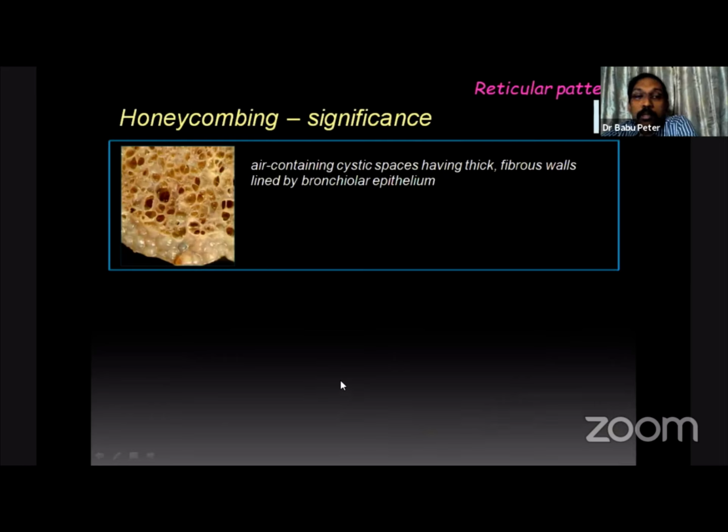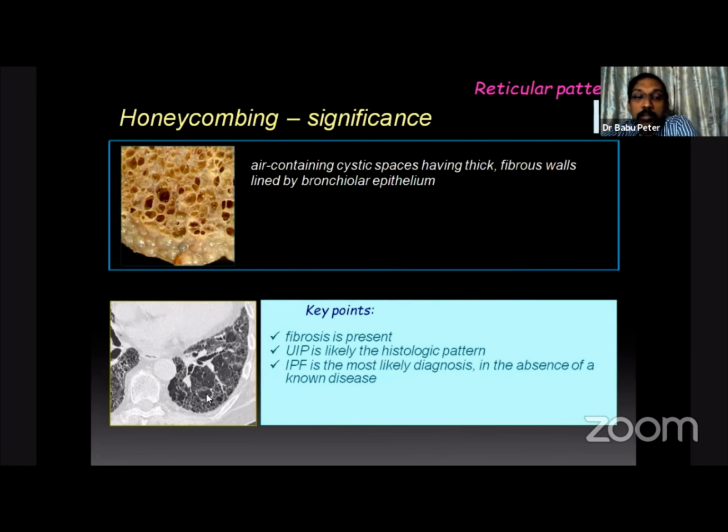So what is honeycombing or a honeycombing sign? This is multiple clusters of cystic air spaces, which have thick fibrous walls, and these are lined by bronchial epithelium. So this is the classic appearance. This is an onion-like appearance where you see clusters of tiny cystic spaces with thick walls with multiple layers.